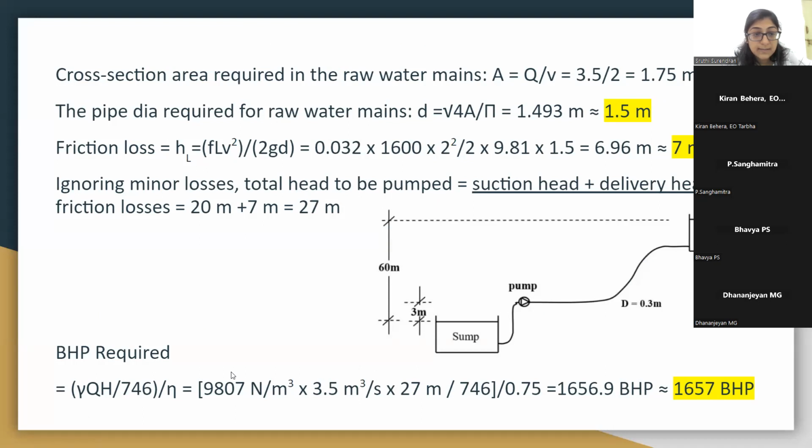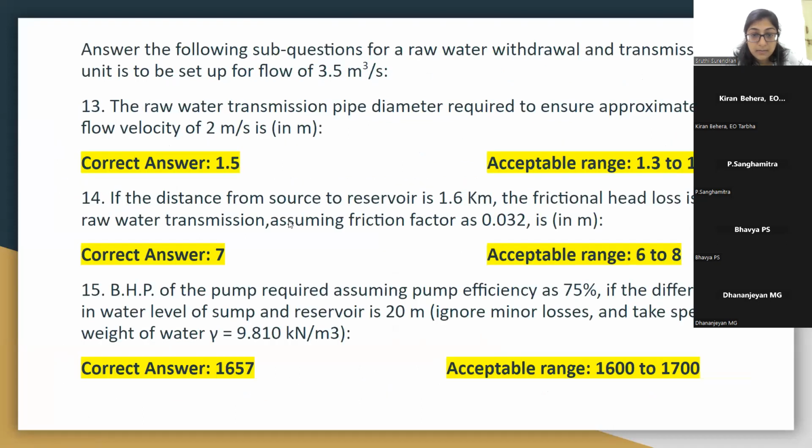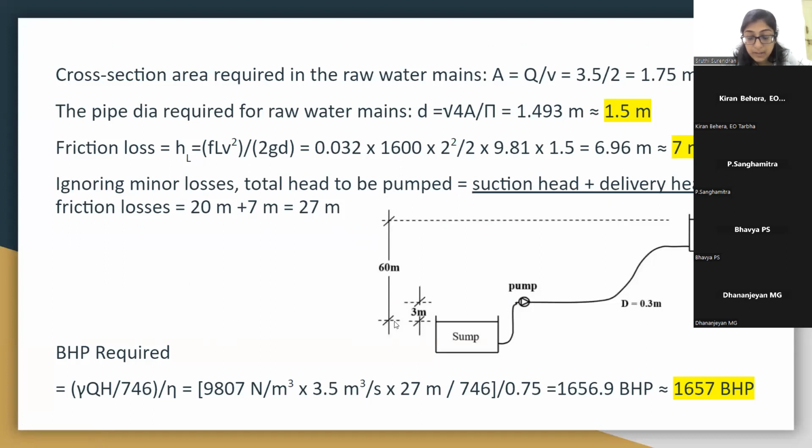Now, how did you get 27 meter? Here they gave us the value 20 meter as the difference in water level of the sump and the reservoir. That height, this is 60. I have just put this figure for reference. What they mean is the height between the surface of the sump and the surface of the reservoir is going to be the total suction and delivery head required. So that has been given as 20 meter. 7 will be the head loss due to friction, and they have asked us to ignore the minor head losses, so that value we are not considering. So total head is going to be 27 meters.